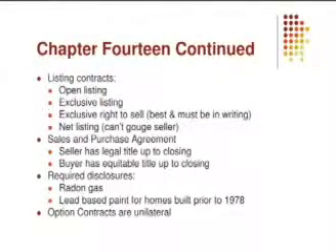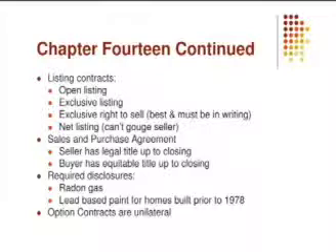Listing contracts, and there are 3 of them: the open listing, the exclusive listing, and the exclusive right of sale. Remember, the exclusive right of sale is the best listing that we're looking for. Also, we have a net listing, that is guaranteeing a seller a certain net amount at sale. Remember that licensees cannot gouge sellers.